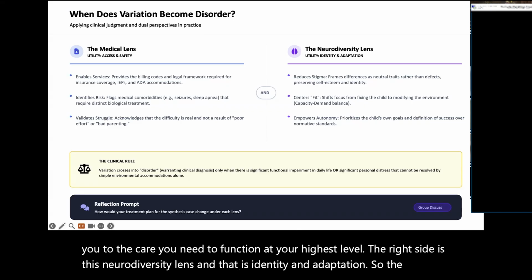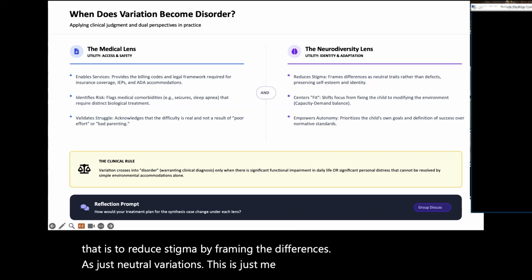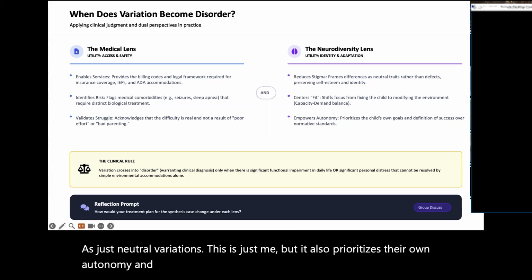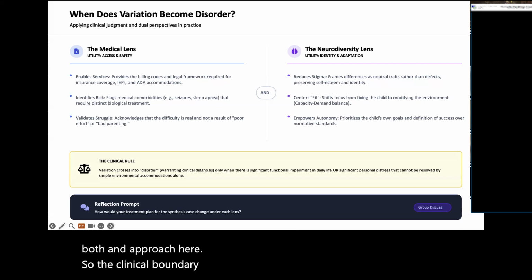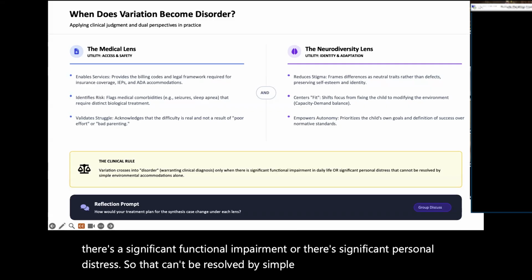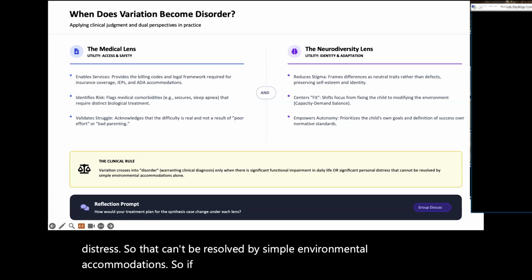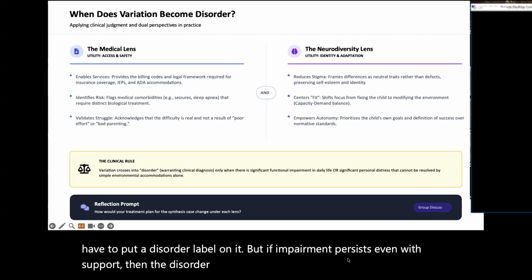So the goal of that is to reduce stigma by framing the differences as just neutral variations. This is just me, but it also prioritizes their own autonomy and goals and their own definitions of success. So we're doing a both-and approach here. So the clinical boundary line is that a variation becomes a disorder only when there's significant functional impairment or significant personal distress that can't be resolved by simple environmental accommodations. So if accommodation resolves the issue, then we don't have to put a disorder label on it. But if impairment persists even with support, then the disorder diagnosis tends to fit more.